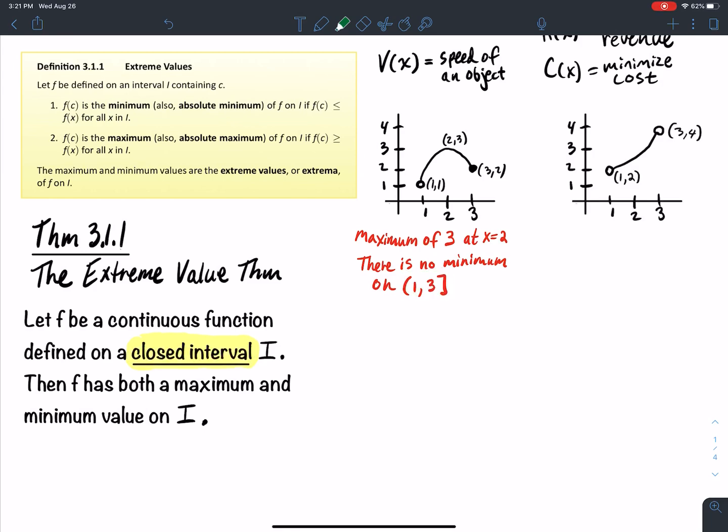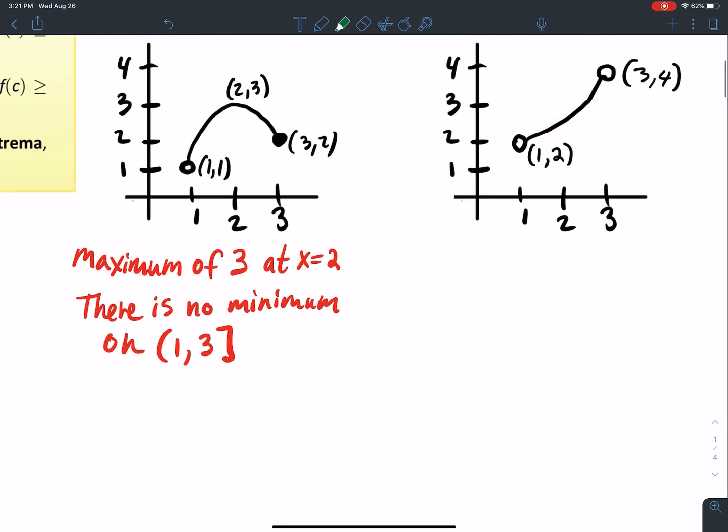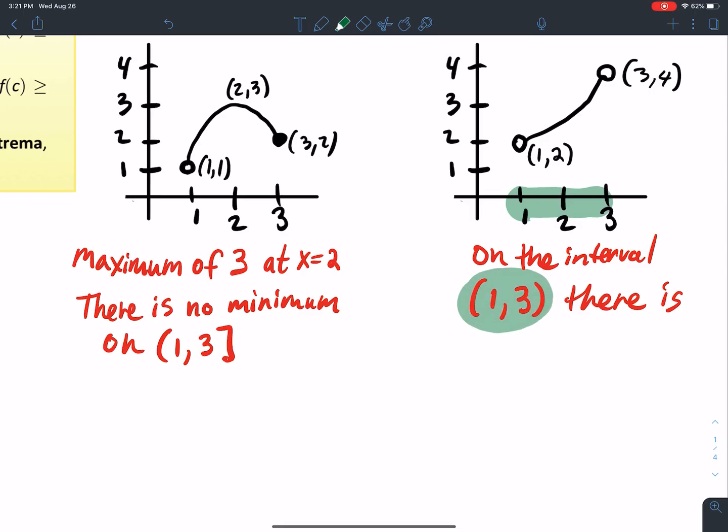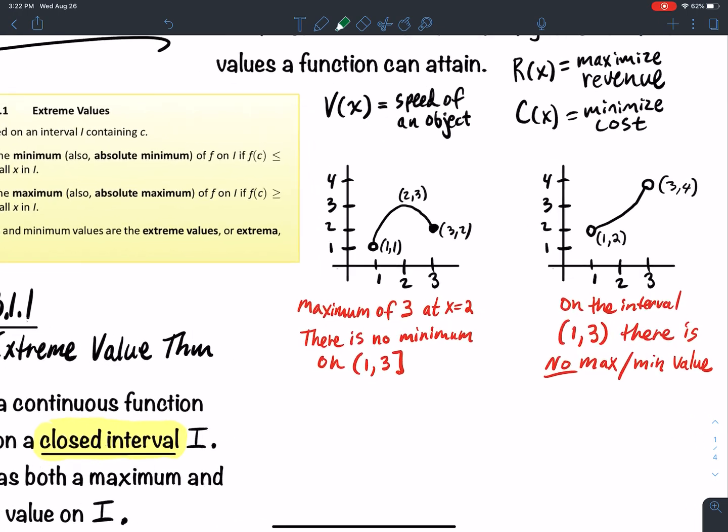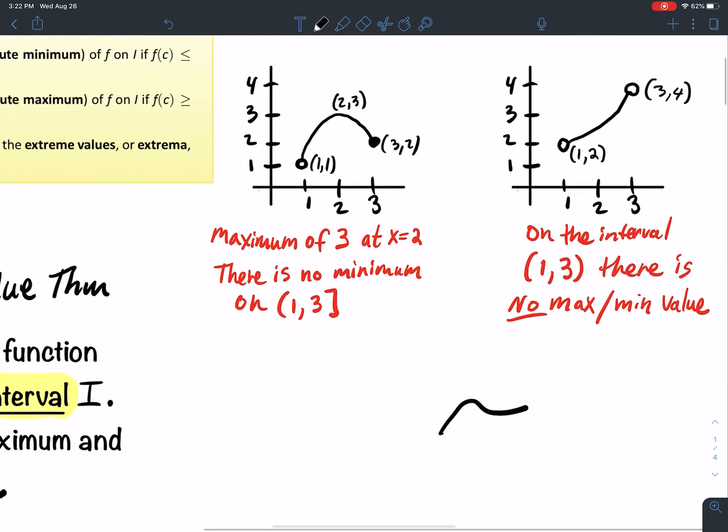Now this example here, it's even worse. It's open on this side and it's open on that side. So not only do we not have a minimum, but we also have no maximum. This thing has no max, it has no min. On this interval from 0 to 3, the open interval here, there's no max and there is no min value. It needs to be not only continuous, meaning I can draw the curve without picking up my pencil or pen, but it also has to have closed endpoints for the curve.